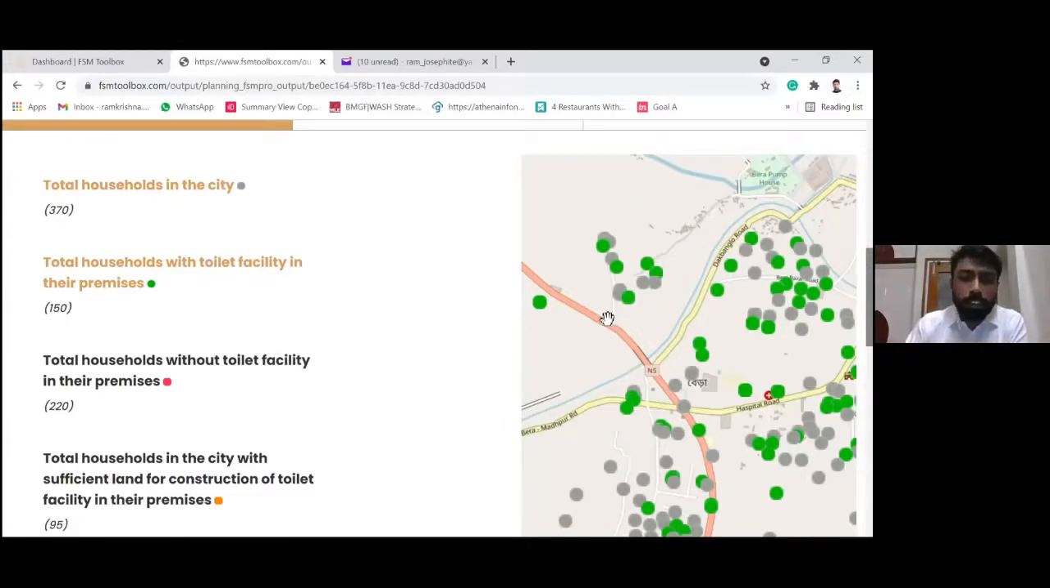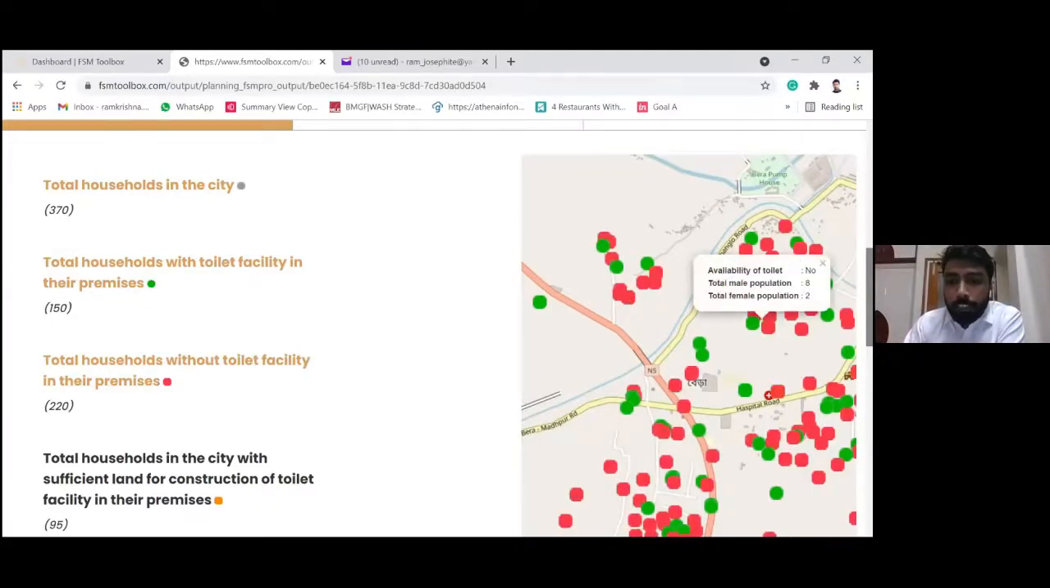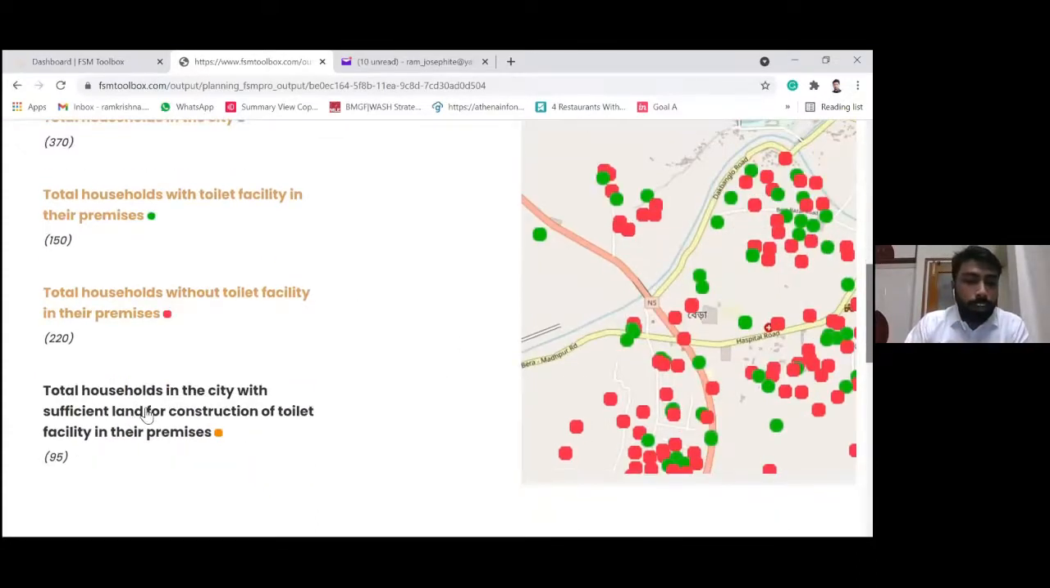Yes, just a couple of minutes, just to show them the kind of outputs. If I click on the total households without the toilet facility, it will show me all the red ones. If I click on them, it will tell me that availability of toilet is no. It also gives me a sense of the total male population and the female population in that particular household, so you know the requirement for toilet construction within that premise. It will also tell you, out of the ones which do not have access to toilet facilities, which of them has sufficient land available to construct a new toilet.